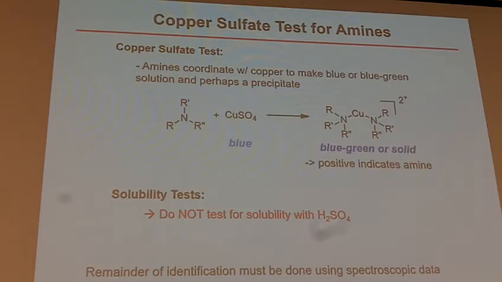And so then beyond this, for the nitrogen-containing compounds, beyond solubility tests and the copper sulfate test, you could do the Beilstein flame test, bromine test, permanganate test. But beyond that, any other identification you're going to do is going to be based on the spectroscopic data that you're going to collect: IR, NMR, and GC-mass spec, all right? And IR you will collect this week. NMR and GC-mass spec, you will get that information next week, all right?